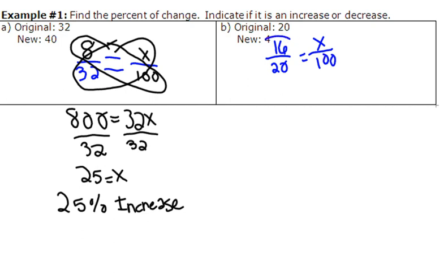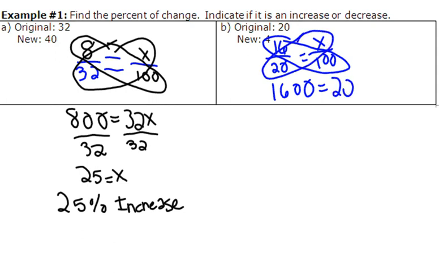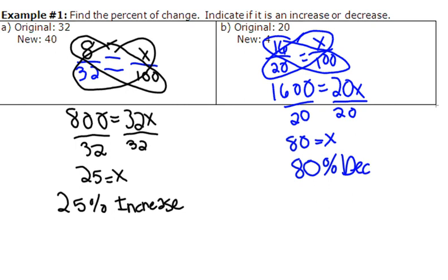So now I'm cross multiplying. 16 times 100 is 1600. 20 times x is 20x. I divide by 20 on both sides, and 1600 divided by 20 is 80. So again, this is our percent change, so this is 80%. And since our new amount is less than our original amount, it's a decrease. So this is an 80% decrease.